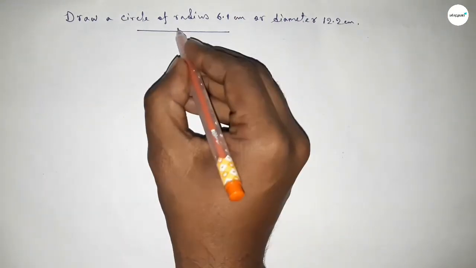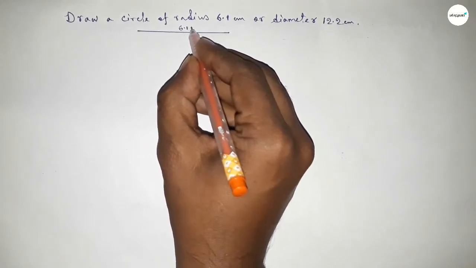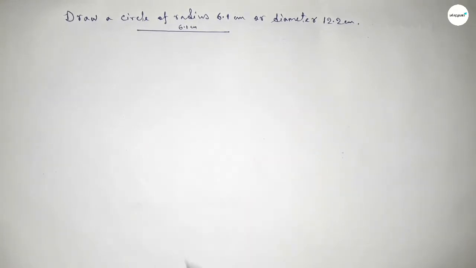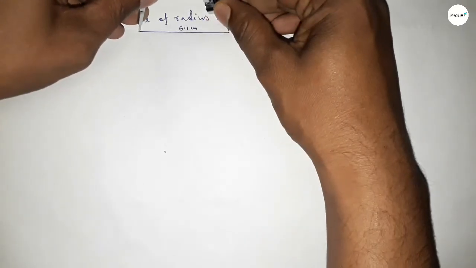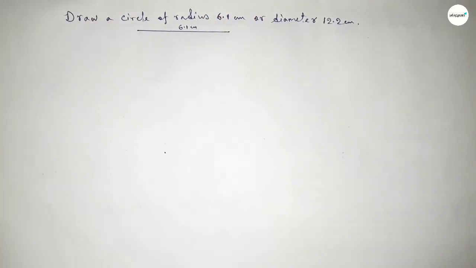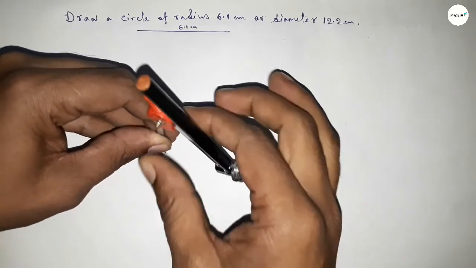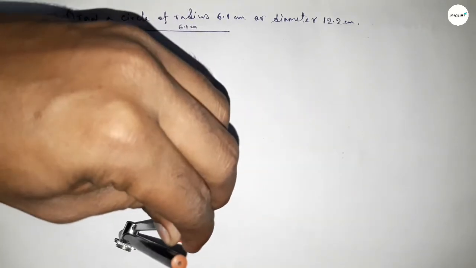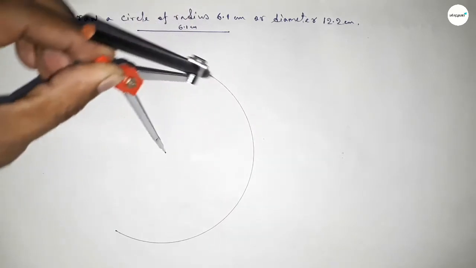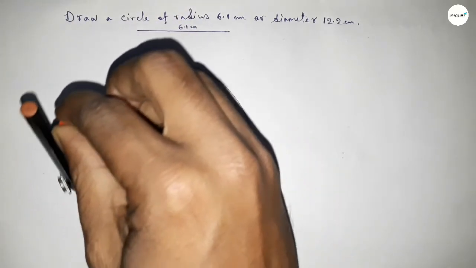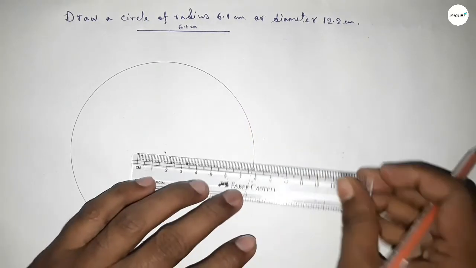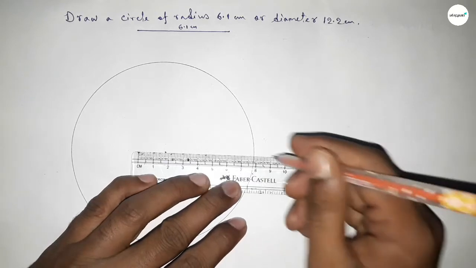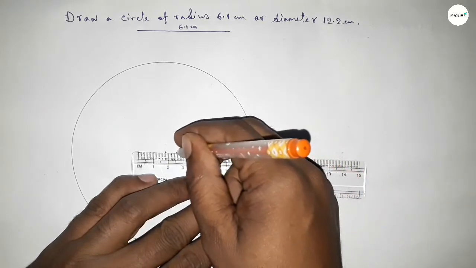So this is 6.1 centimeter. Now taking here a point, next taking the length 6.1 centimeter by using compass and putting the compass on the point. Now drawing here an arc this way, and which represents a circle with a radius 6.1 centimeter. Now joining this, and this is the radius of this circle.